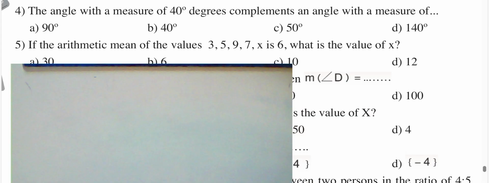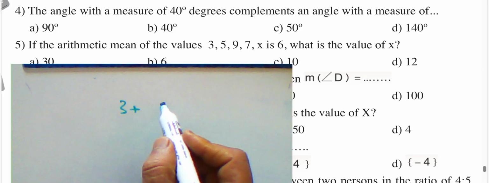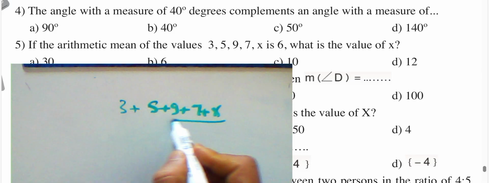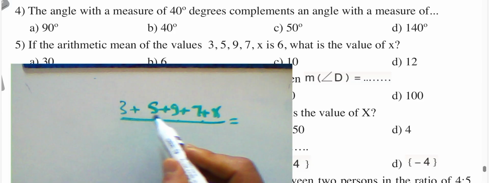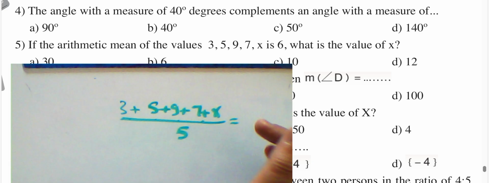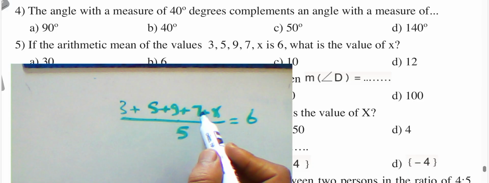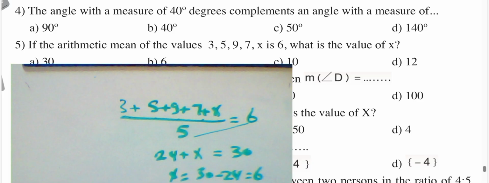Next question. The arithmetic mean of the values is 6. What is the value of x? We know the arithmetic mean is the sum of all values, 3 plus 5 plus 9 plus 7 plus x, divided by the number of values, 1, 2, 3, 4, 5. The arithmetic mean equals the sum of all values divided by the number of values, which equals 6. We can simplify: 3 plus 5 is 8, 8 plus 9 is 17, 17 plus 7 is 24, plus x, and 5 times 6 is 30. Then x equals 30 minus 24, which equals 6.